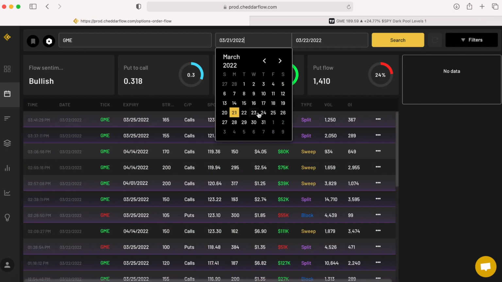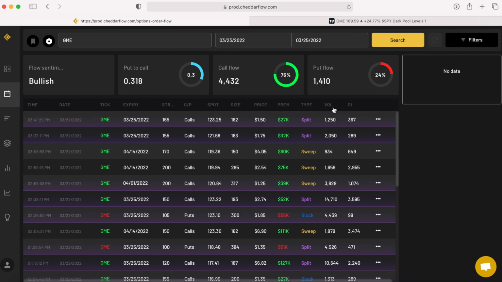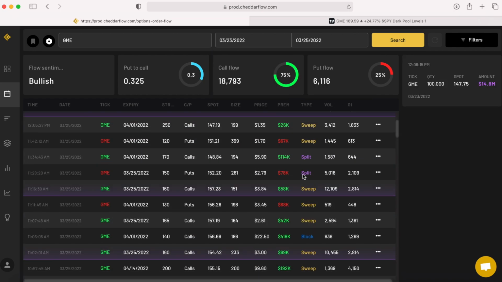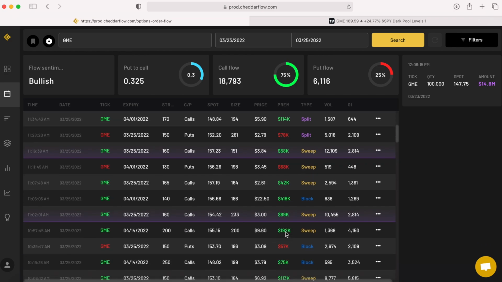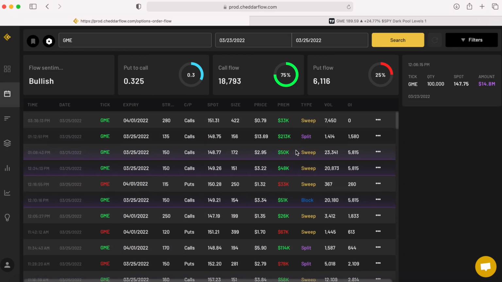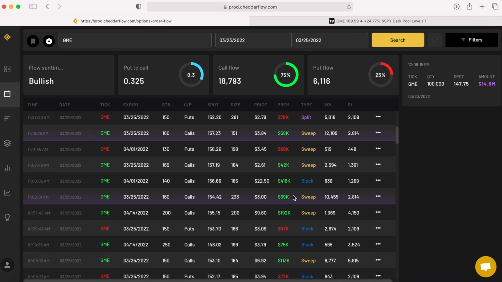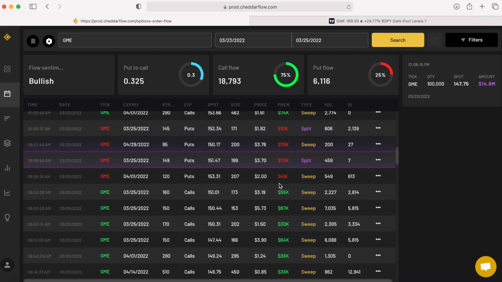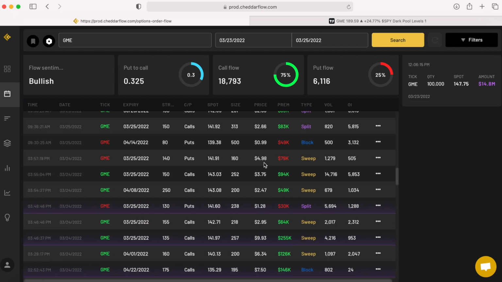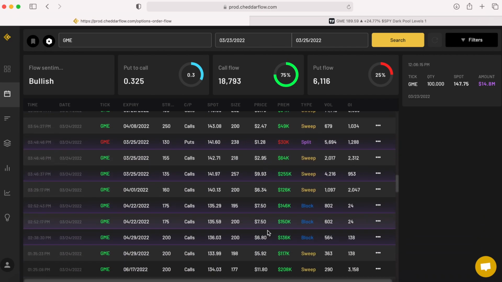Now, if we look later, for March 23rd to 25th, we're going to see a very different story with a lot more premium hitting the tape here. So you can see 192,000 for this 200 call, 213,000 right here. I'm just scrolling throughout all of these, 418,000 for this call right here. So a lot more premium starting to hit the tape. This thing's starting to get running. People are getting more and more bullish.